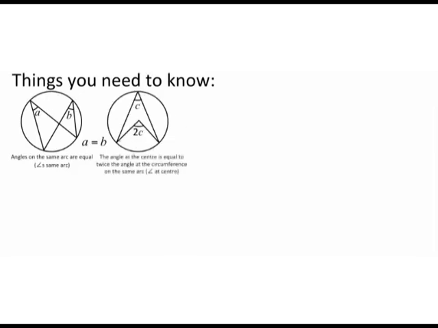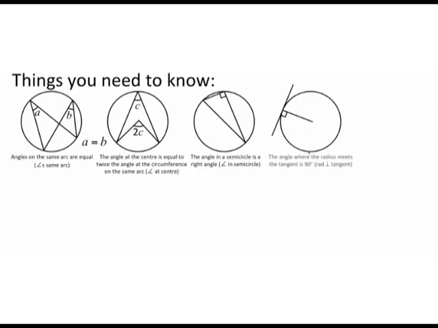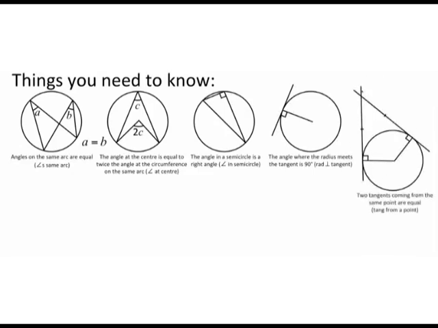Second rule was that the angle at the center is equal to twice the angle at the circumference if both are subtended by the same arc or chord. Rule number 3, the angles in a semicircle, or subtended by the diameter on the circumference of a circle, are 90 degrees. Rule number 4, a tangent to a circle is perpendicular to any line that passes through the center of the circle. Rule number 5, two common tangents are equal.